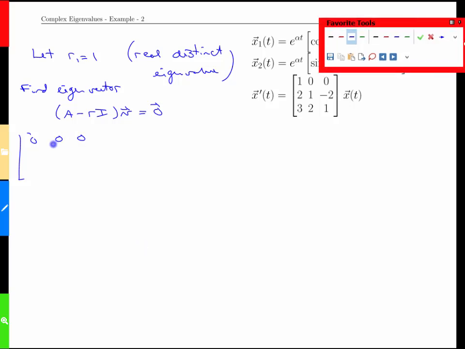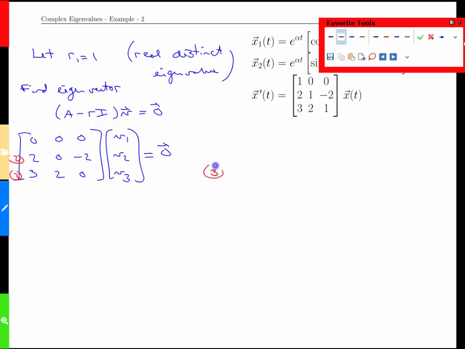we have 0, 0, 0, that's nice already, 2, 0, negative 2, and 3, 2, 0. All of that times V1, V2, V3 equals the 0 vector. And right away, we can jump to our solutions if we like. Let's call these two interesting equations 2 and 3.